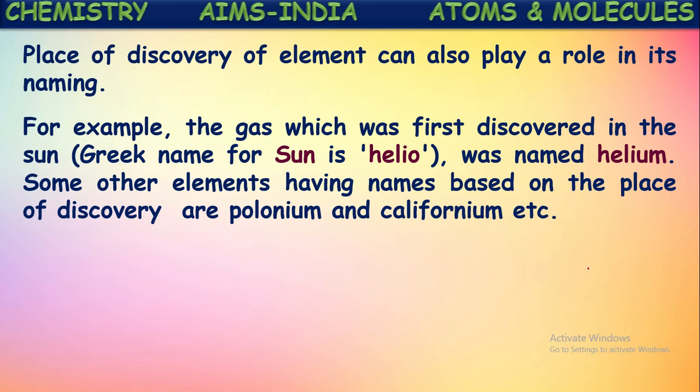Some other elements having names based on the place of discovery are polonium, californium, etc. Isn't it? Some elements are named based upon the place where they were discovered, like polonium, californium, helium, americium, indium. In this way, for certain elements, names are given based upon the place where they were discovered.